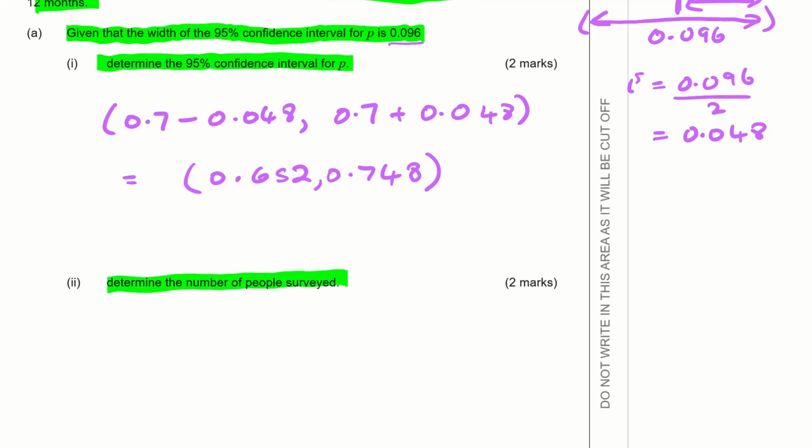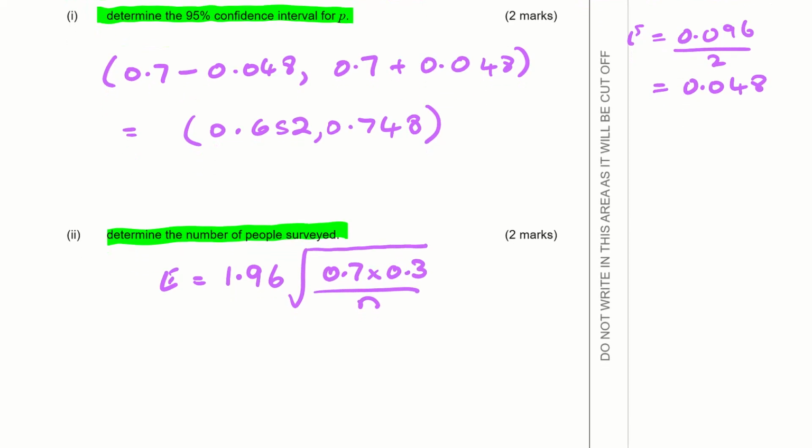Determine the number of people surveyed. Once again, you could just use that E value, but I'm just going to do it using the fact that E is our Z-score, and I'm just going to use 1.96 as an abbreviation here, times the square root of P hat times 1 minus P hat divided by N. Just solve that on the ClassPad for N, and we get N is equal to 350.14. Now we don't round up in this situation, it's just going to be the closest one. So 350 people surveyed.